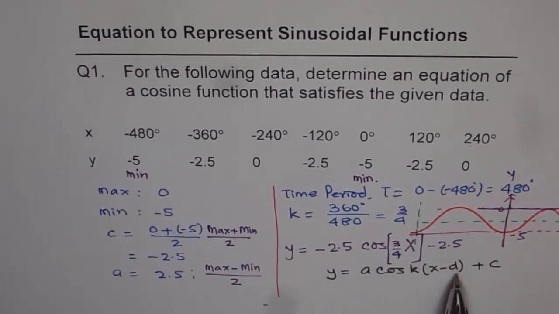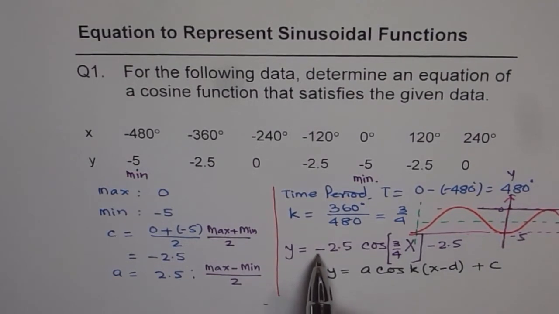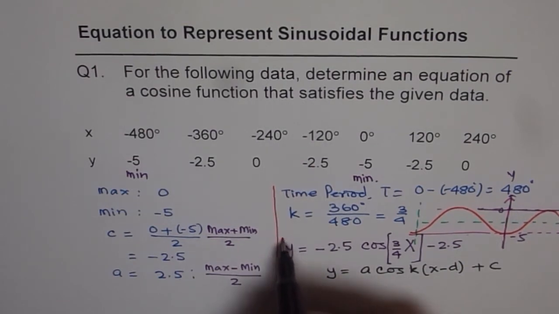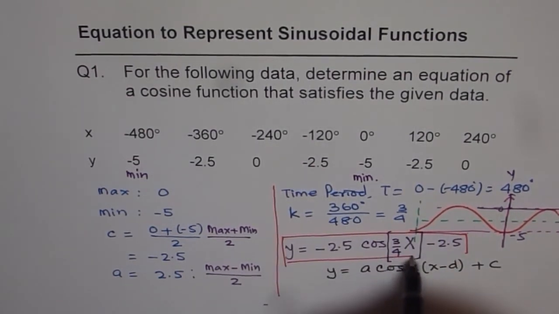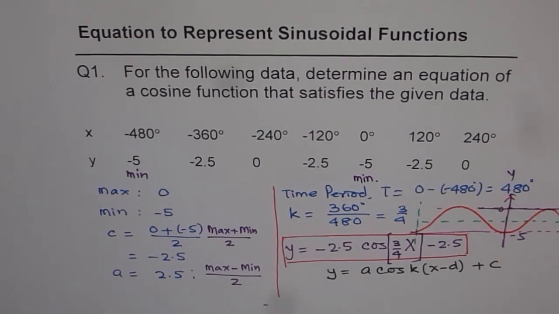To find the phase shift, we can look for the maximum or minimum. In this case, we start with a minimum. Therefore, for a cosine function, a negative a gives us a start at the minimum. That negative represents the phase shift of half the wave. So all the parameters are calculated and plugged in, and we get the answer, which is y equals minus 2.5 cos 3/4 x minus 2.5. That is how you can get an equation for a periodic function representing the given data. I hope you appreciate it. Thank you.